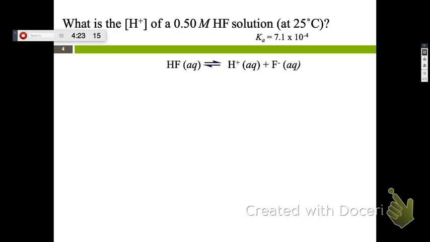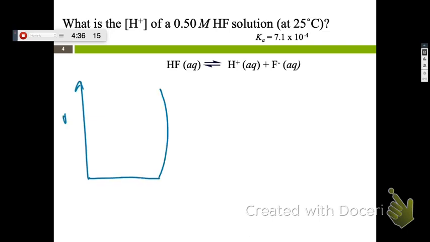The question is, how far does this reaction proceed? How much do they separate? Before we do any calculations, what do I want you thinking about? The equilibrium constant. What does the equilibrium constant tell us? It's a very small number, so it's heavily reactant favored.